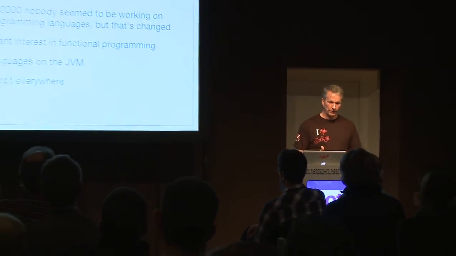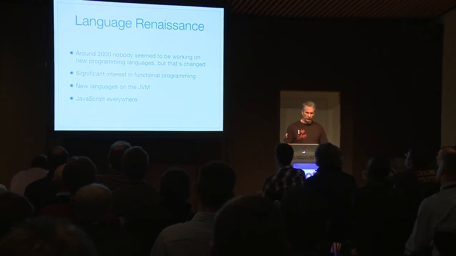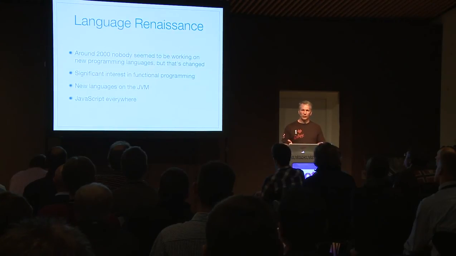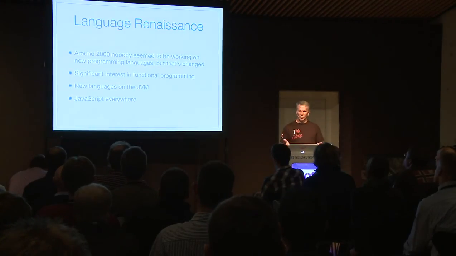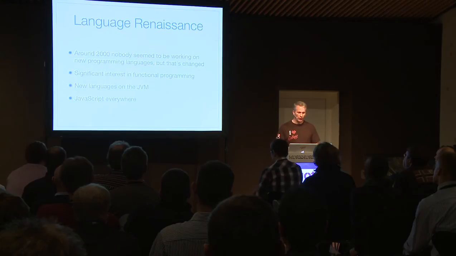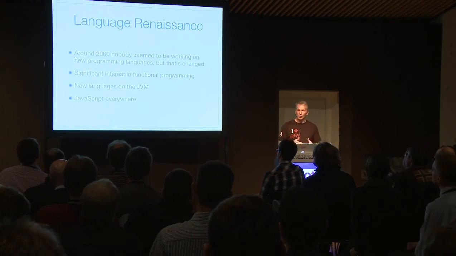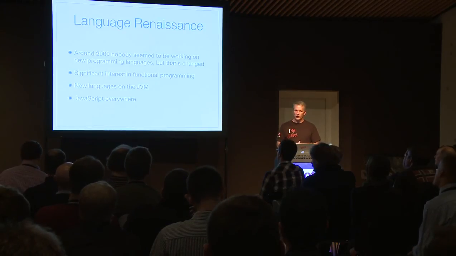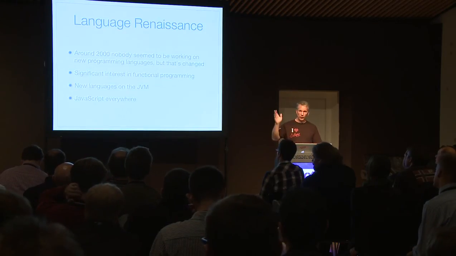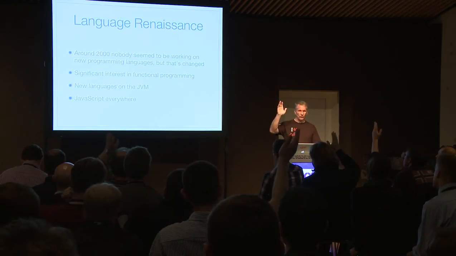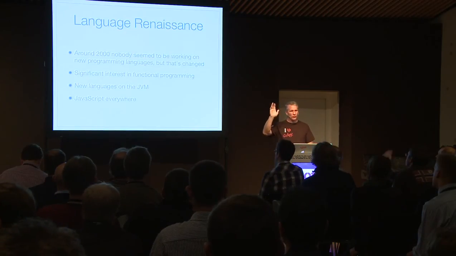I have this language renaissance. I've loved programming languages for a long time. Starting around 2000, it seemed like we were kind of stuck. Maybe we were just stuck with Java, and it was just going to become the language to use for everything. And C++ was still around, of course. But that's changed since then. There's this whole renewal in the interest in functional programming. How many are doing functional programming? About a third, probably.